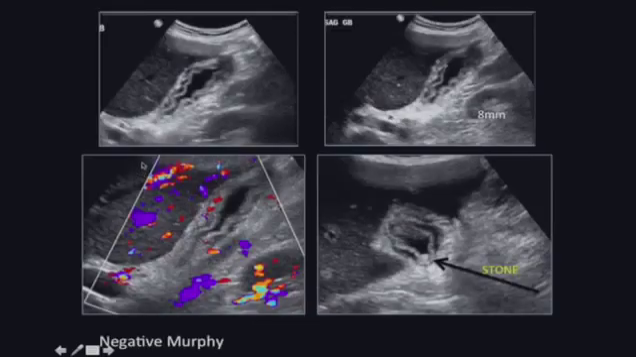An ultrasound was obtained that showed this interesting layered appearance of the gallbladder wall, which is thickened. There is no pericholecystic fluid. There's a tiny little gallstone. Color Doppler sonography shows vascularity of the gallbladder wall here. Although there was a negative sonographic Murphy's sign, the imaging findings are suggestive of cholecystitis.